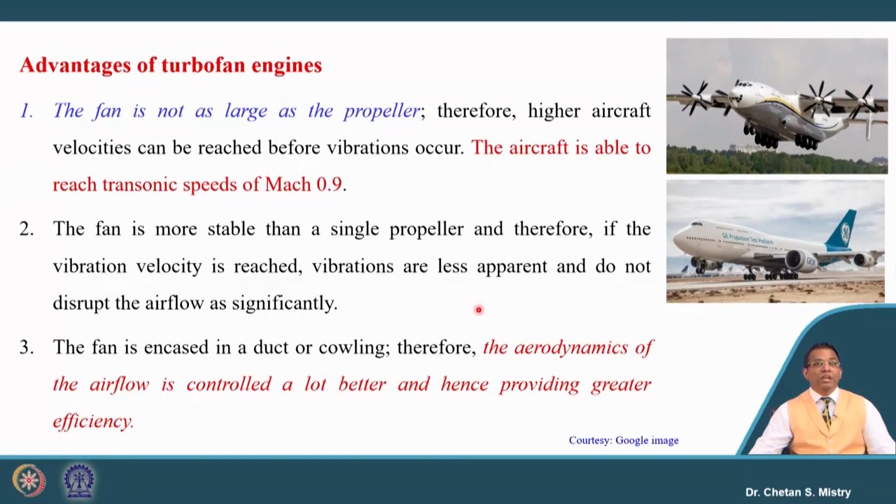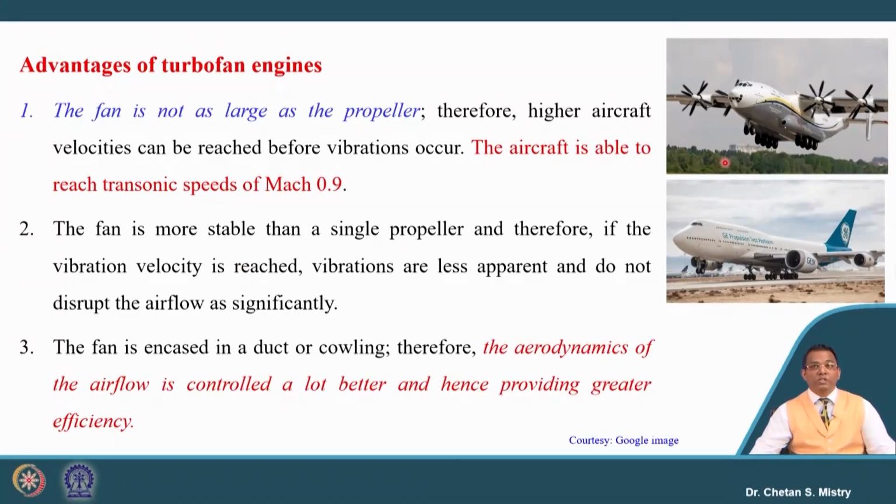So, if we are using a fan, that will not be as large as the propeller, and that is the reason why we are able to rotate it at high speed and we can achieve transonic speed for the aircraft, which was not possible with the turboprop engine. We know the turboprop engine can fly maximum up to Mach 0.4, 0.5. Beyond that, it has a limitation. Same way, if we look at the fan, that is what is stable. It does not have a major issue with vibration, and that is the reason why it is not creating any disruption of the airflow.